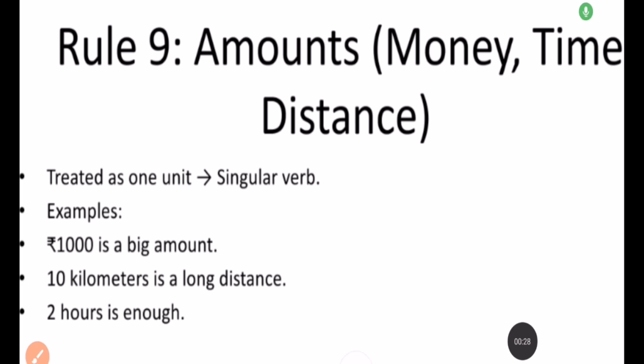Let's see another rule for amounts like money, time, distance. It will be treated as one unit with singular verb. Example, 1000 rupees is a big amount. 10 kilometers is a long distance. 2 hours is enough.